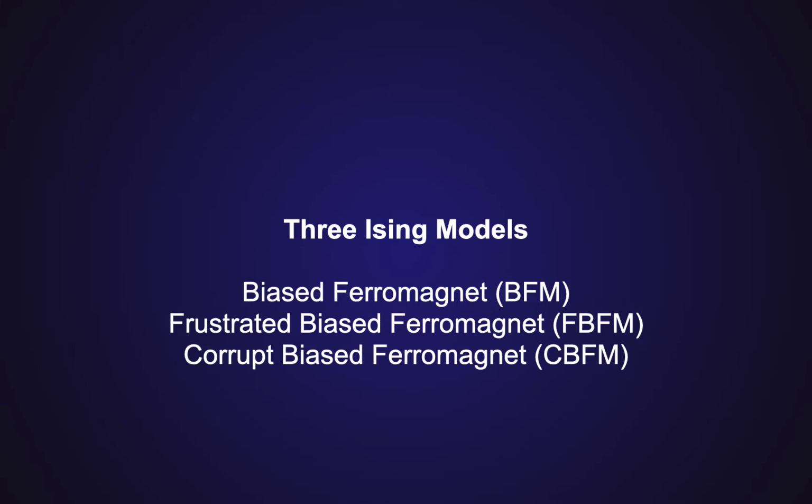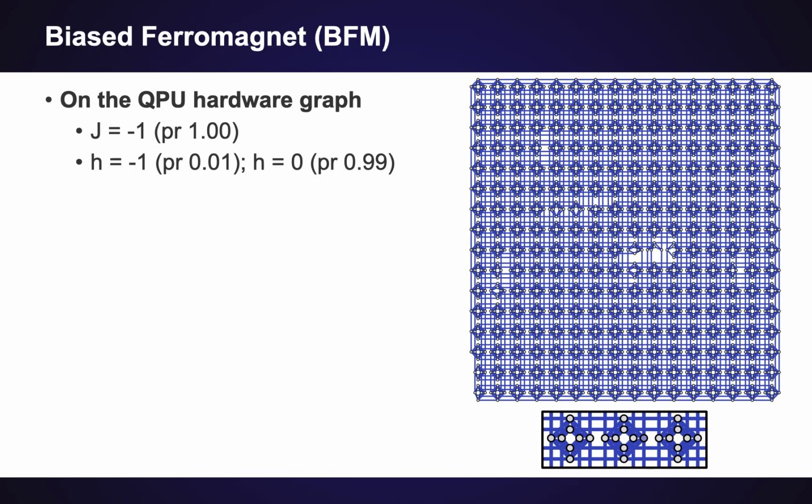So with that basic foundation of Ising models, we can start to talk about the three different types of problems that we developed in this work: the biased ferromagnet, frustrated biased ferromagnet, and corrupted biased ferromagnet. We begin with the biased ferromagnet, which is the simplest problem. In this problem, we're going to set all the edges to -1, so the whole hardware graph wants to take the same value. And then for a few spins, roughly 1 in 100, we're going to give a preference for a particular direction, which is down.